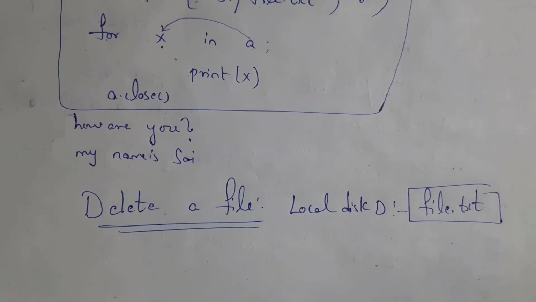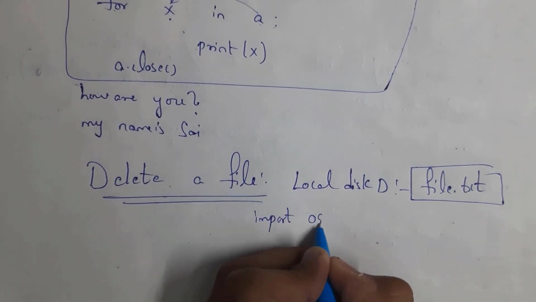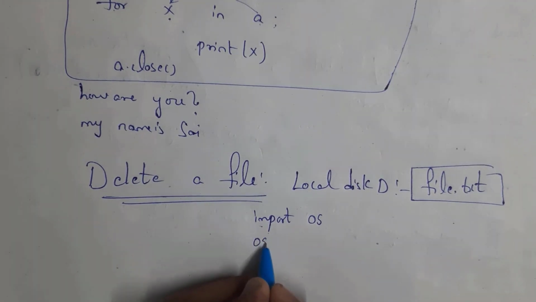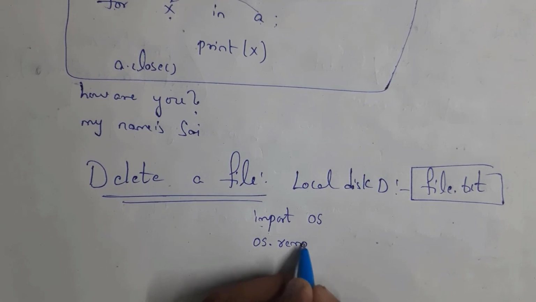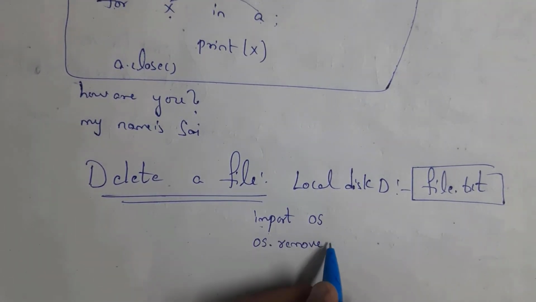In order to delete any file, at first you need to import the OS module. By using the import keyword, you can import any module. This is the program. At first write import os, where OS stands for operating system. This is the module. Next write os, which is the module name, dot remove. By using the remove function, you can remove any file. So just write os.remove.